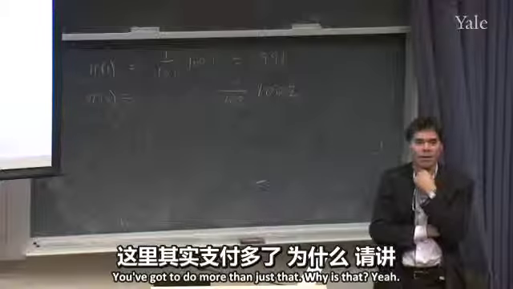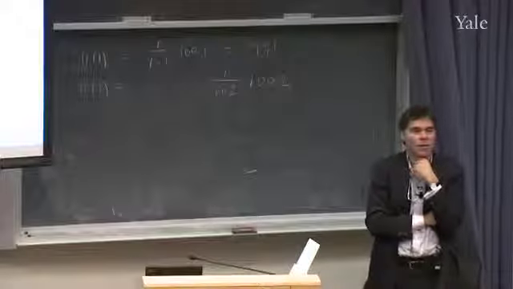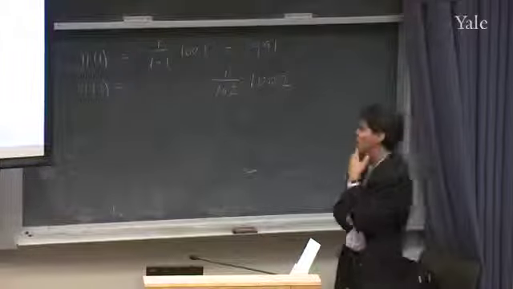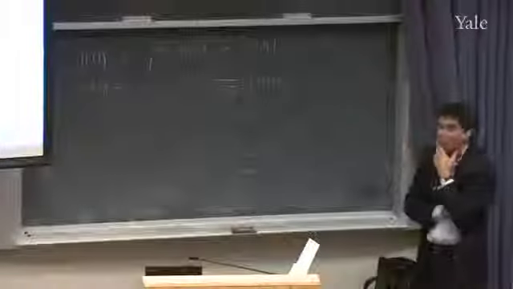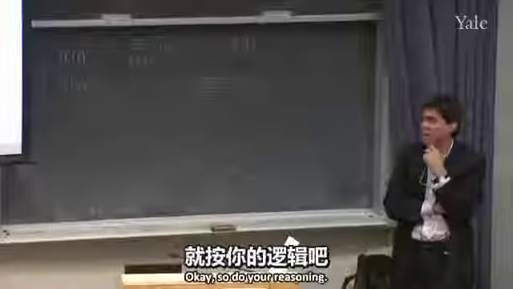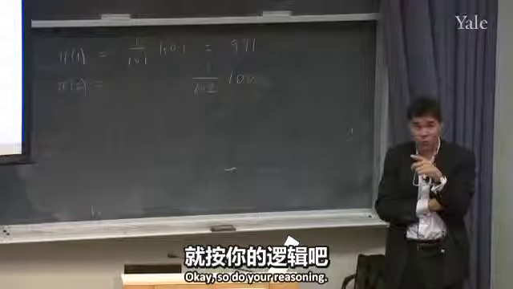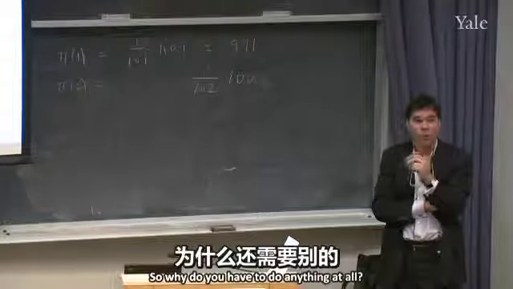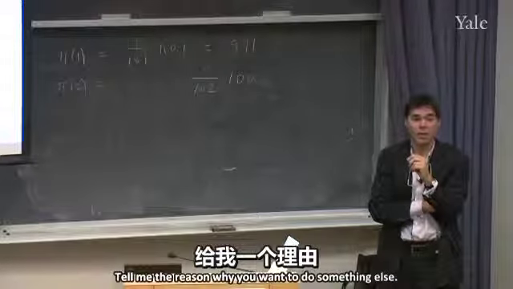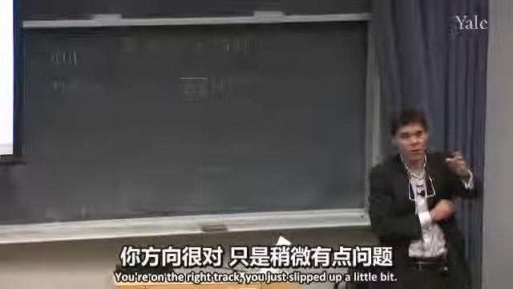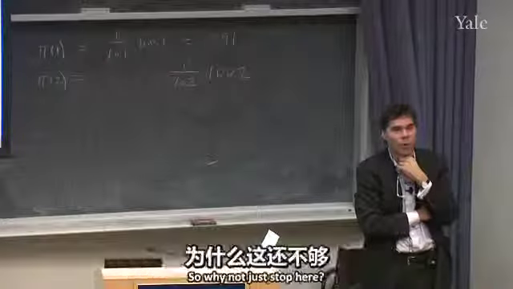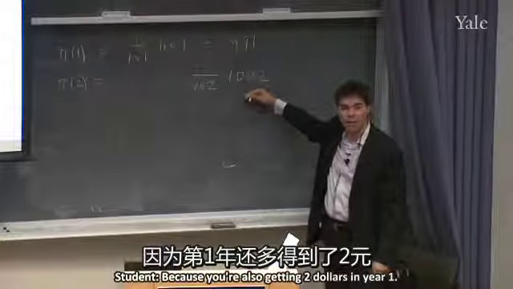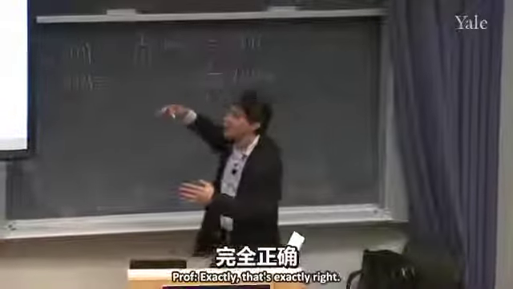Why is that? And subtract 2 times the current price of the 1-year bond. Close, but not quite. Do your reasoning before you tell me what else to do, which you slightly misspoke. So why do you have to do anything at all? Tell me the reason why you want to do something else. You're on the right track, you just slipped up a little bit. So why not just stop here? Because you're also getting $2 in period 1. Exactly, that's exactly right.